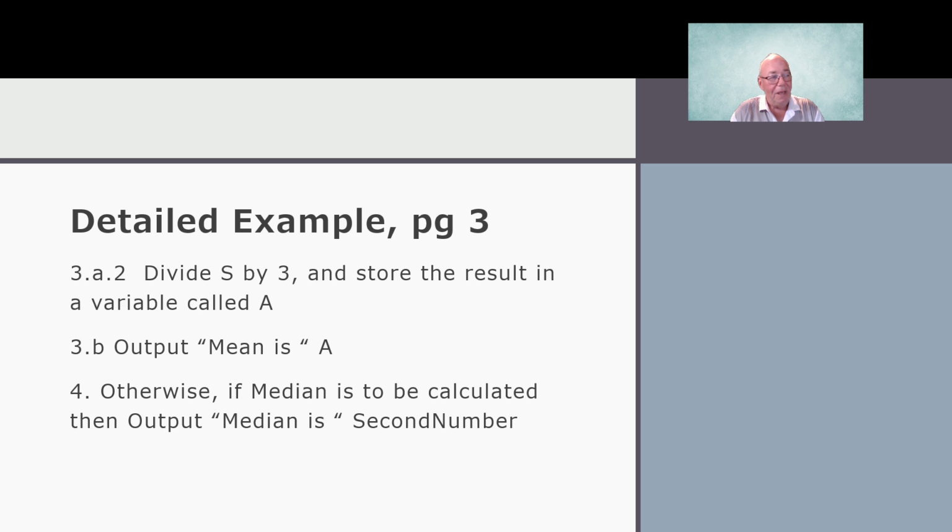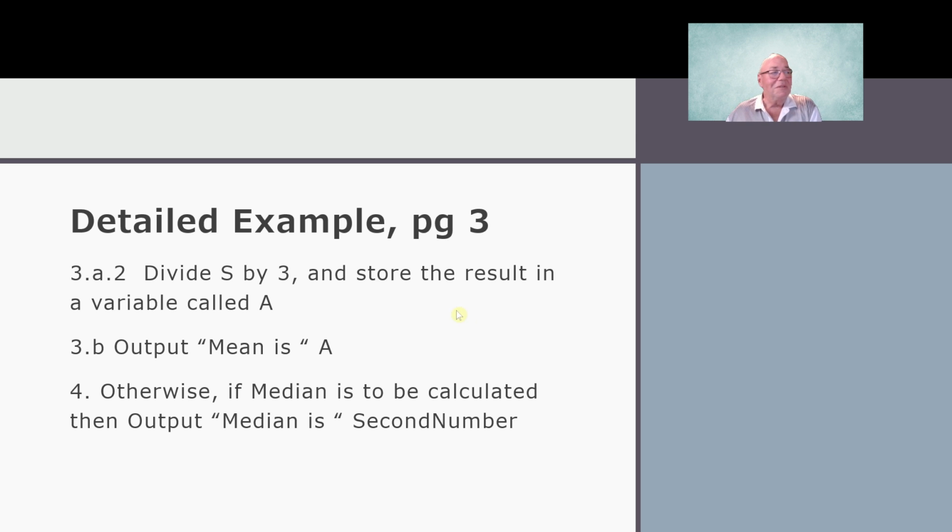Output mean is a. Otherwise, if the median is to be calculated, then output median, which is the second number. Remember I said that if we had more than 3 numbers, if we allowed a variable number of numbers, some range of numbers, then we'd have to do some more work, and we're going to do that later on. But at this point, you're not ready for it, and I don't want to start messing with your head before we're ready to go there.